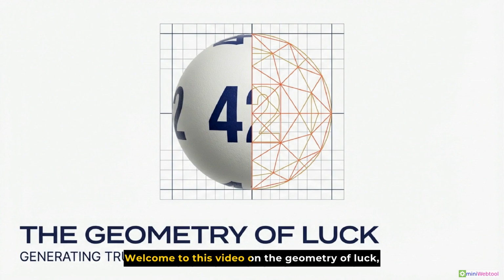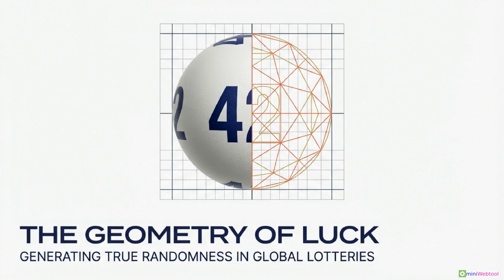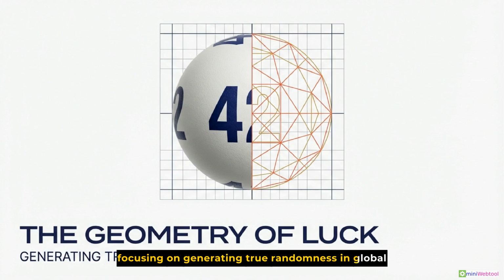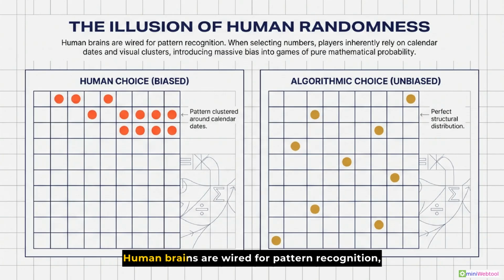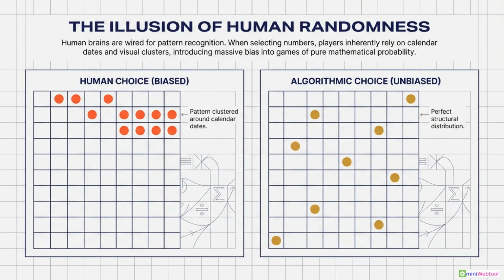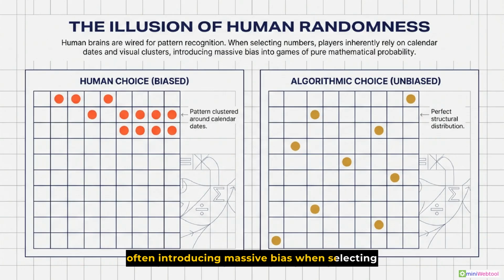Welcome to this video on the geometry of luck, focusing on generating true randomness in global lotteries. Human brains are wired for pattern recognition, often introducing massive bias when selecting lottery numbers. Our approach focuses on algorithmic choice for unbiased, perfectly distributed numbers, avoiding the illusion of human randomness.